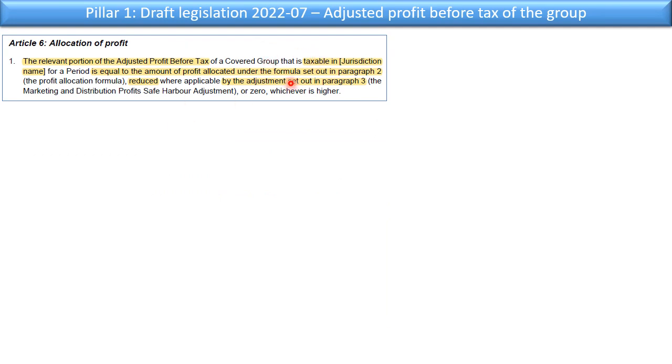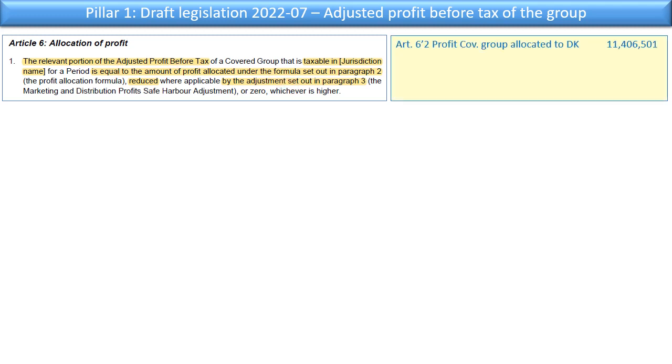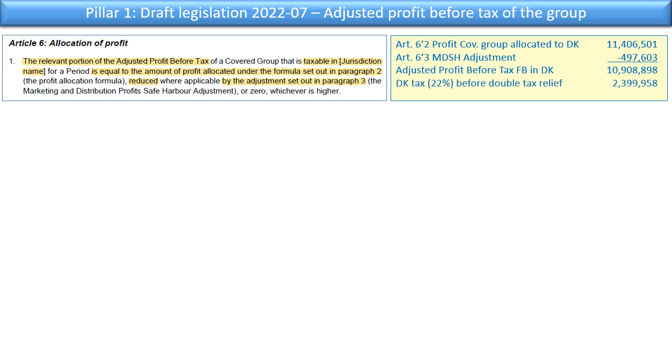That went a little quick in the transfer, but let us plug in all these numbers, because we now can say that the profit of the covered group allocated to Denmark is 11.4 million. We can deduct the MDSH deductment, which we just saw is $497,000, and then our adjusted profit before tax will then be 10.9 million, and the tax on that in Denmark, the tax rate is 22%, so that will give us 2.4 million in tax before we get to the double tax relief.